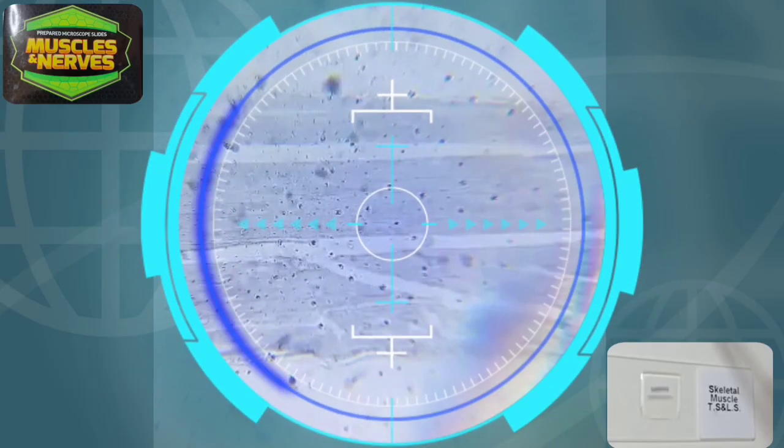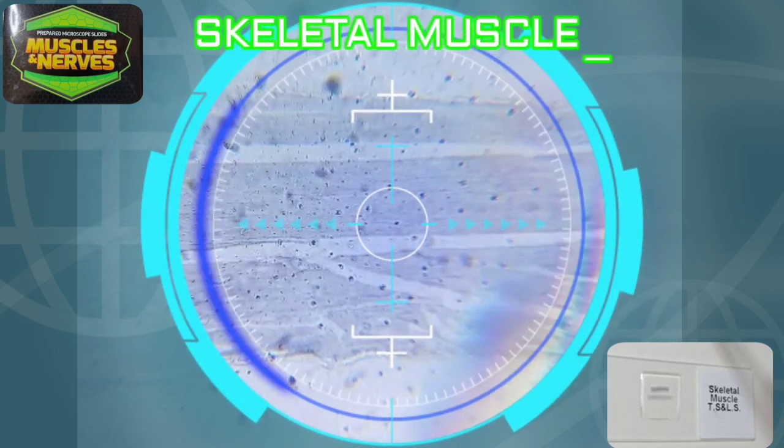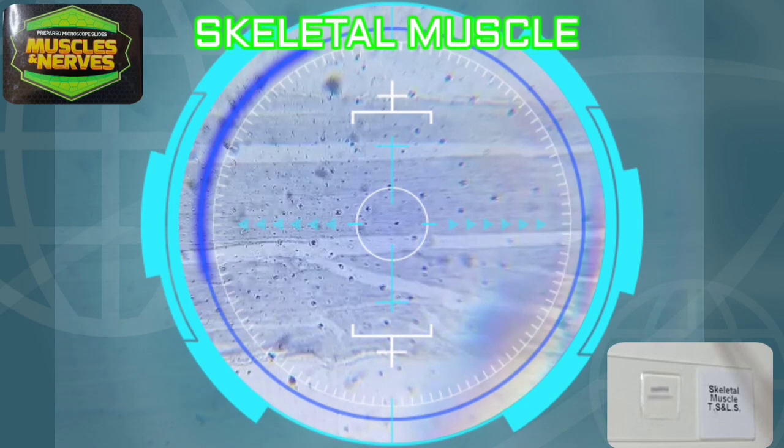Ayan. Naikabit ko na yung aking mini microscope sa aking cellphone, and you are now looking at the cross section of the skeletal muscle. Galing, no? So it's just projected on the screen. This is a cross section of skeletal muscle.